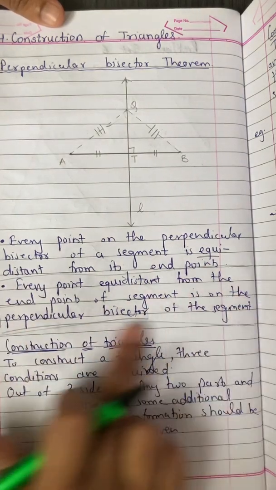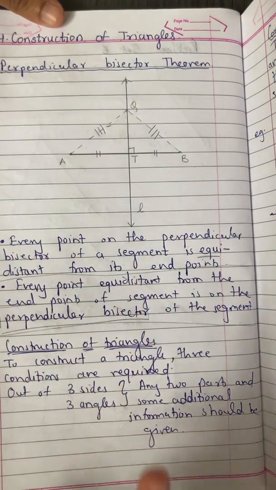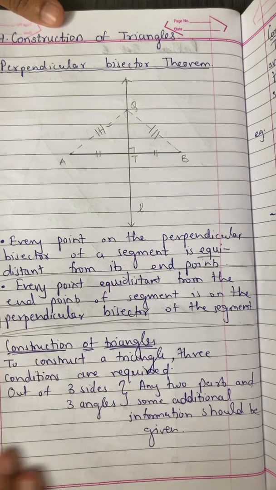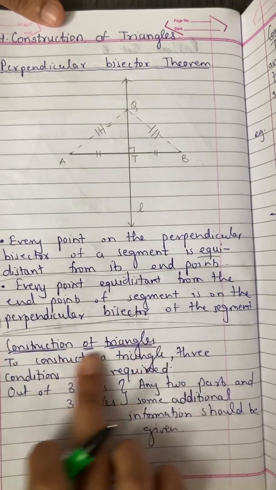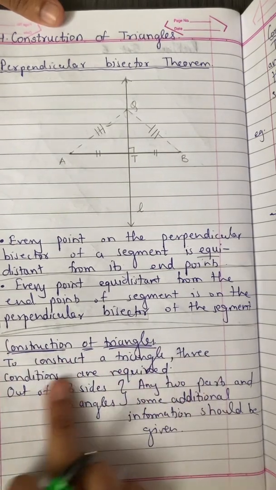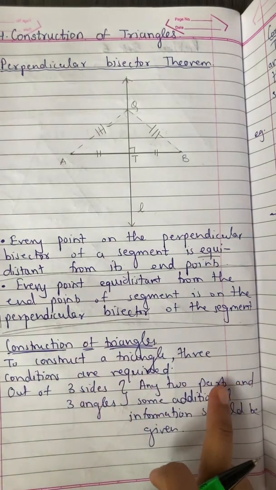Alright, so this is something which we are going to use in construction. Other than that, the whole construction of the triangle is very simple. So to construct a triangle, 3 conditions are required. So here, which 3 conditions?